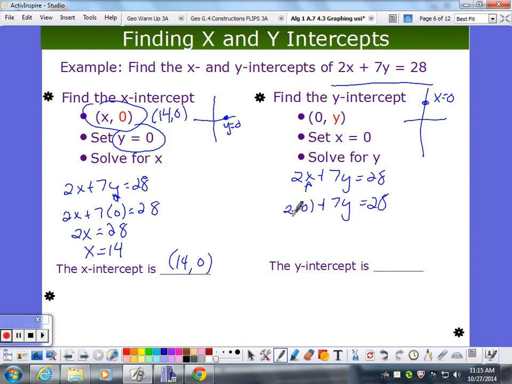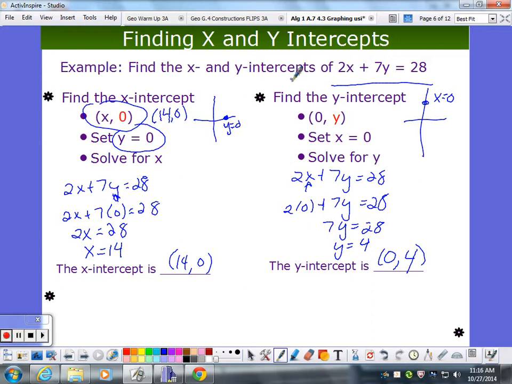Well, 2 times 0 is 0. So what's y? 4. So what's the xy pair for the y-intercept? What's x? Yeah, Matthew, what is it? 0, comma 4. Who followed that? I did. Now who was like, what? Anybody?